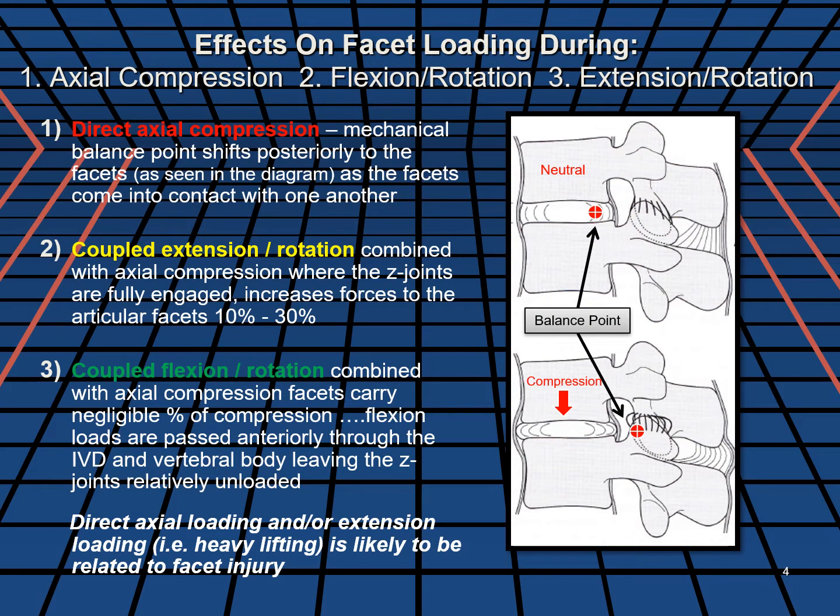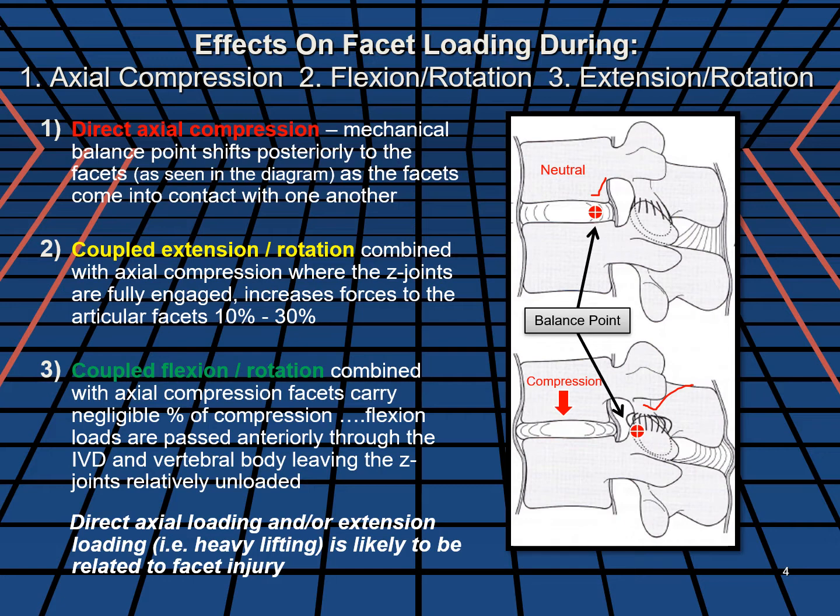Okay, what are the effects on facet loading during straight axial compression, flexion with rotation, and extension with rotation? Well, with direct axial compression, when there's no additional loading, so in other words, loading is neutral, just the weight of your body, the balance point, or kind of the pivotal point that the compressive load or the weight is balanced around, is in the posterior aspect of the disc. But as soon as you bear a compressive load, that immediately shifts backwards into the facets.